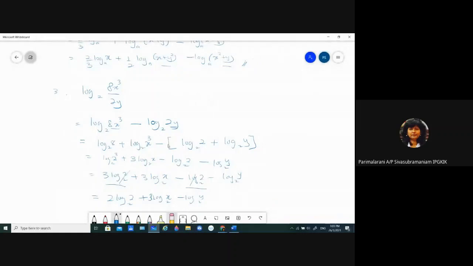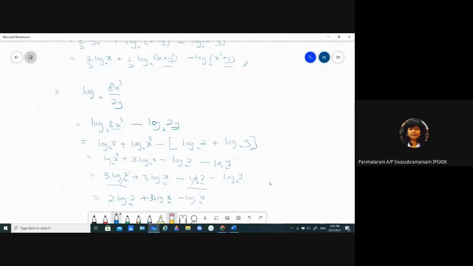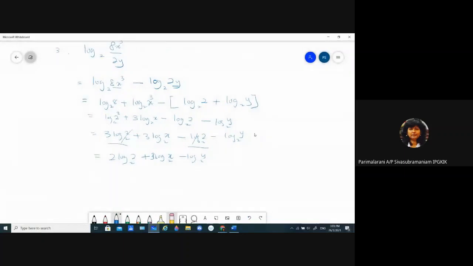One last line to go. Log 2 base 2 is 1. So 2 times 1 is 2, plus 3 log x base 2 minus log y base 2. So we just have to do it step by step slowly. Now the last line we cannot simplify any further because this x and y we cannot add. So that's our answer.